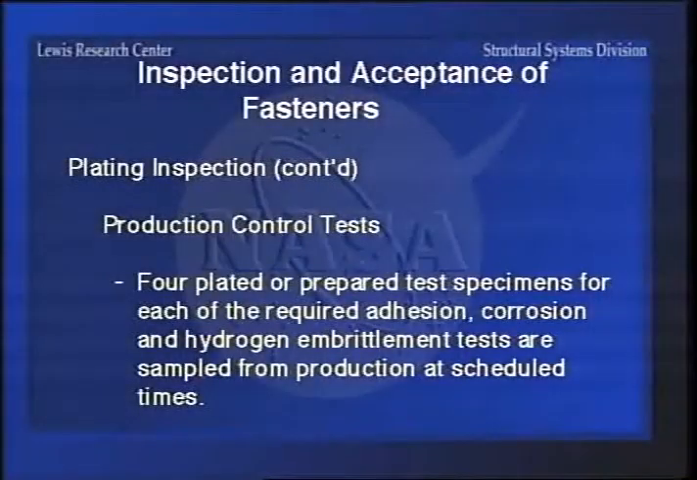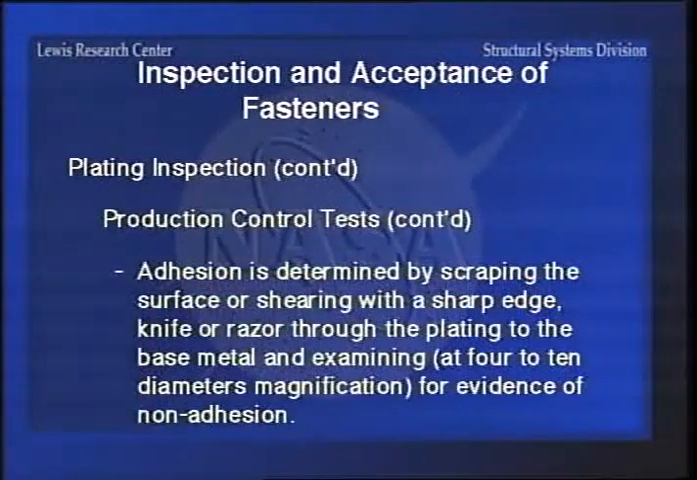You can take plated specimens for the required adhesion, corrosion, and hydrogen embrittlement tests from a production lot at scheduled times. You can determine the adhesion, and this is a real scientific method, by scraping the surface with a knife and then looking at it to see whether it is adhering properly with a magnifying glass. That's a method of inspection that you can do yourself.